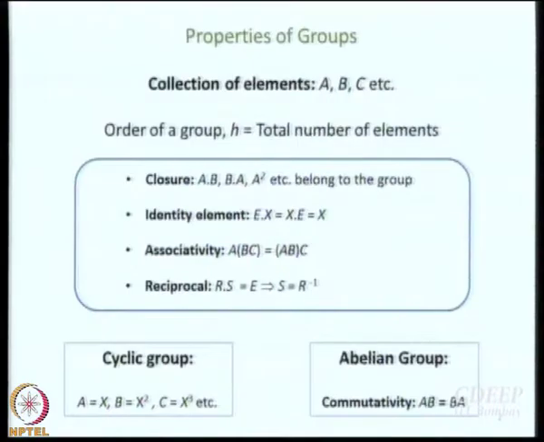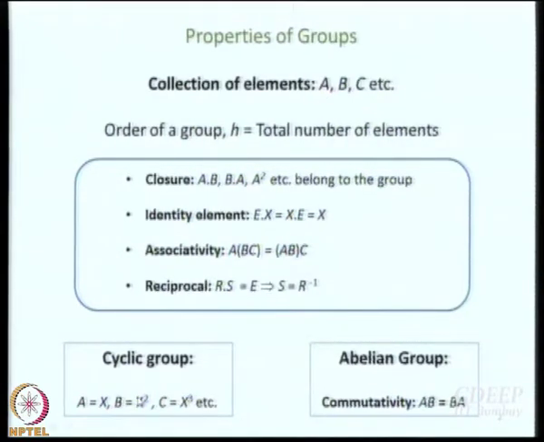Let us introduce ourselves to what are called classes. This is something that we have learnt already, that a set of elements is called a group if and only if they satisfy these 4 properties: closure, presence of identity element, associativity and reciprocity, right. Is commutativity an essential criterion? No. If commutativity holds, then we call it an abelian group. And what we learnt yesterday is that cyclic groups are always abelian groups.